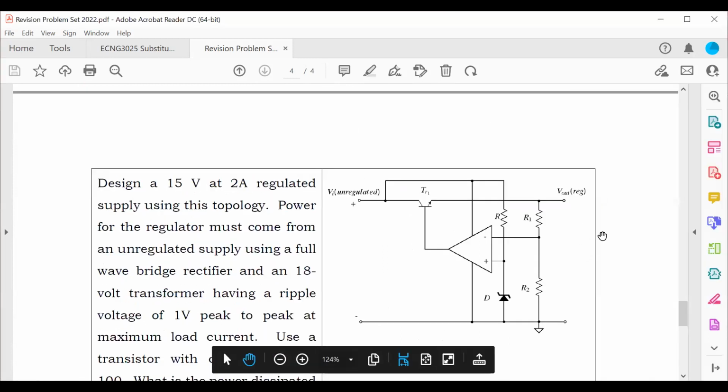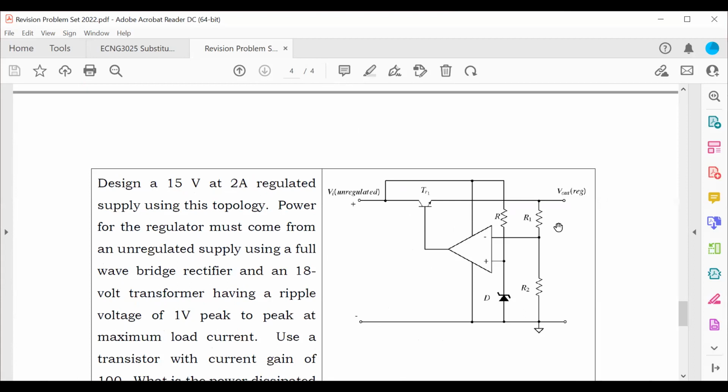Right. The difference with this one is that instead of driving the base of the transistor with another transistor, we let the op amp do that for us. And all this op amp is doing is working as a comparator. It's comparing the standard voltage, which we set by the diode, to a sensing voltage that we have here.